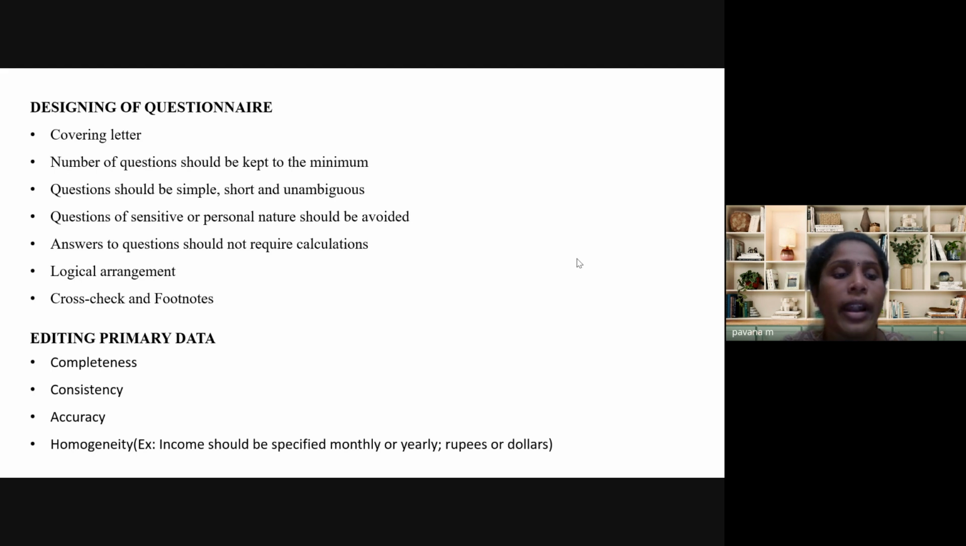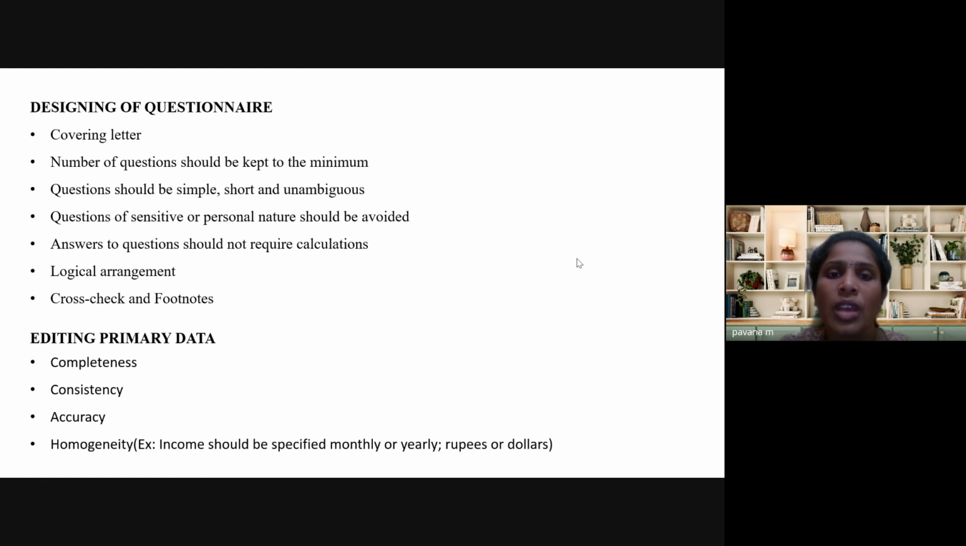And next one, questions should be simple, short, and unambiguous. That means whatever questions you are asking must be very simple. You can't ask lengthy questions, and they must be short. Language-wise also, it has to be very simple language. The words we are framing in the questionnaire must be common words, the type of language we generally use, simple, understandable, and very short.